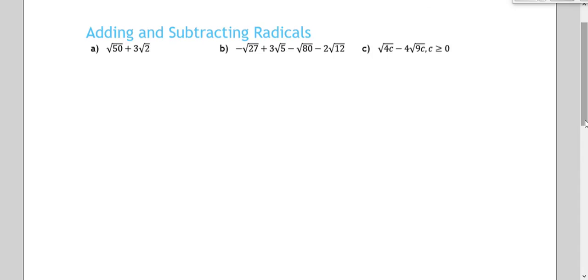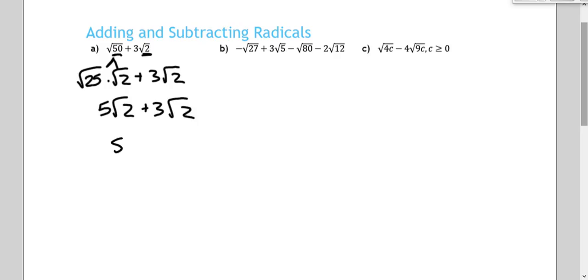So this is kind of using the skill from before and adding and subtracting. Now remember, if we are adding and subtracting, they need to have the same base. In this case right now, it doesn't look like it. So the first thing that you have to do is you have to break this down. So this breaks down into 25 square root multiplied by the root of 2 plus 3 root 2. So this becomes 5 root 2 plus 3 root 2 to give us 8 root 2.